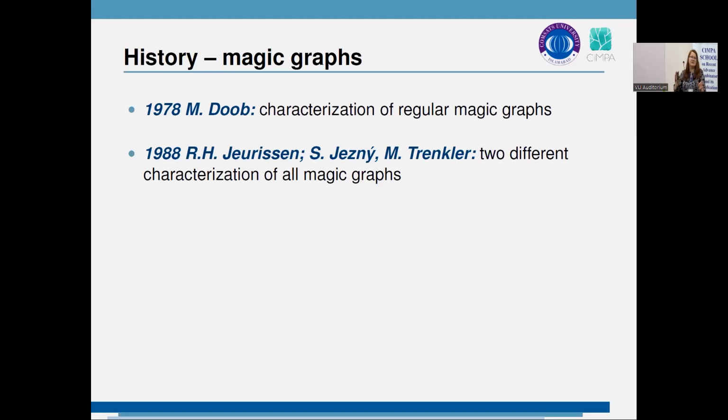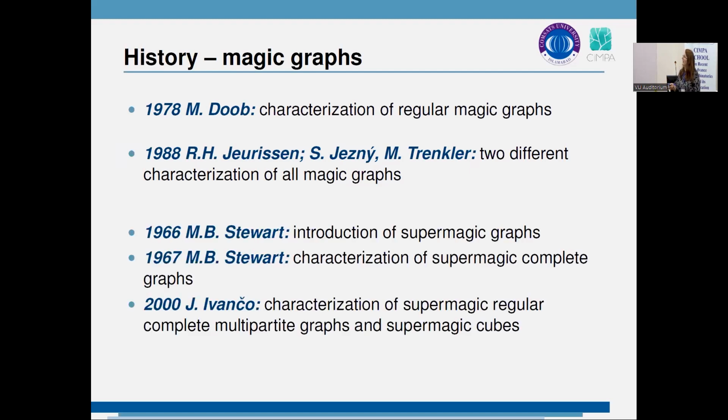And this is solved. So if you would like to work on that, you don't need to, because we have a complete characterization. We know the characterization of regular magic graphs, and in 1988 there were published independently two different characterizations of magic graphs. One is by Ježný, and one was published by Ježný and Trenkler. And for supermagic graphs, the situation is much more complicated.